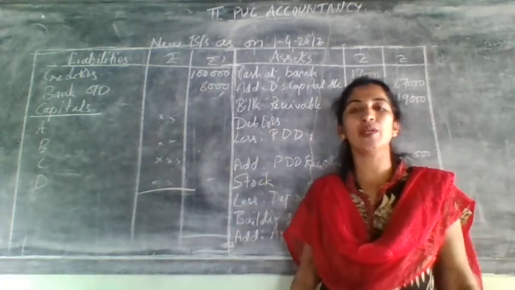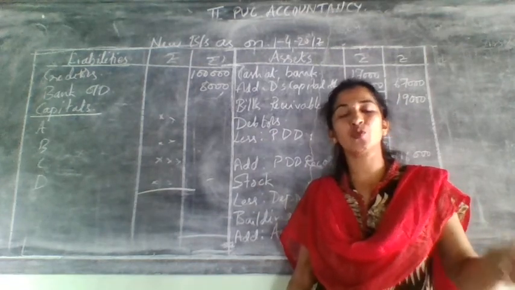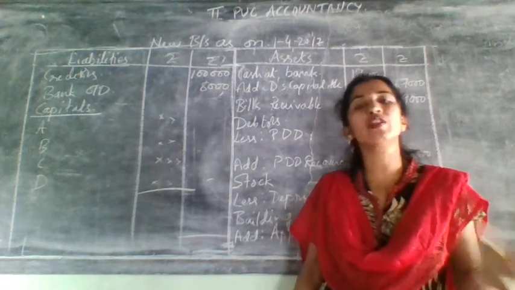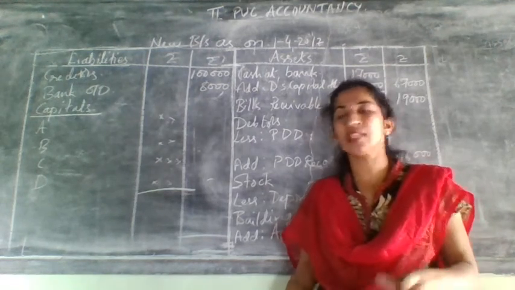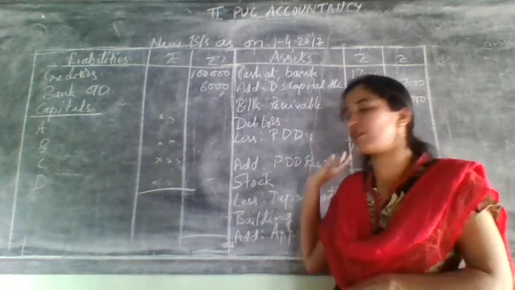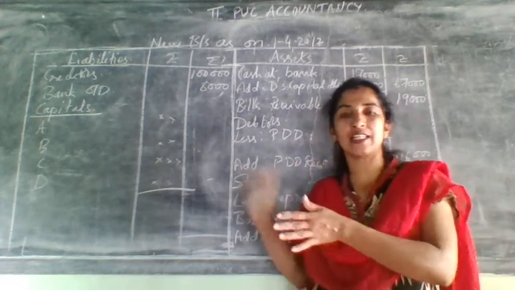Why will it become income for us? Because 2,000 they told not to pay. When you are not paying also, it is considered as income. That's why it will come on which side of the revaluation account? Credit side. Credit side is income.